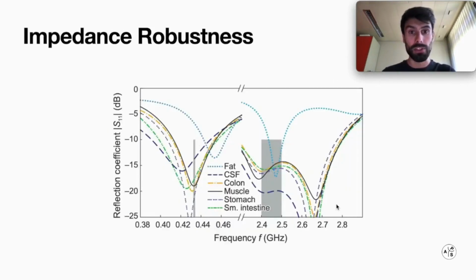As for the impedance characteristics, the antenna shows a single resonant frequency around 434 MHz and a double resonance around 2.45 GHz. The antenna performs very well in any water-based tissues for both bands, and it has reasonably good characteristics in fat tissues as well.